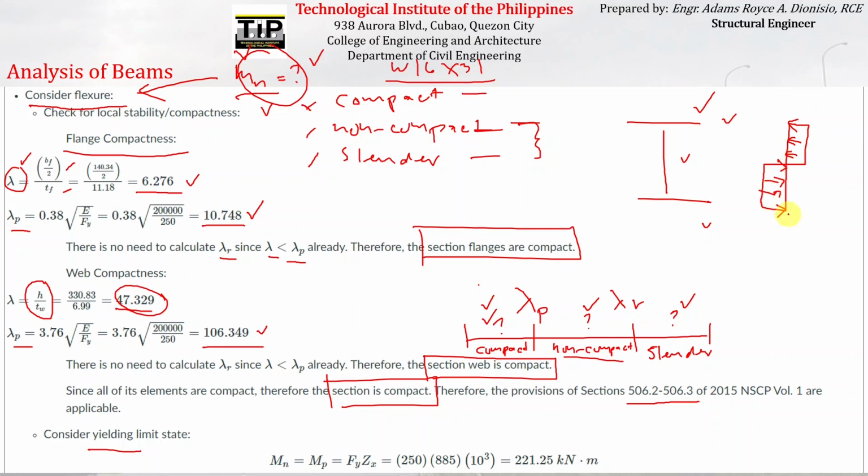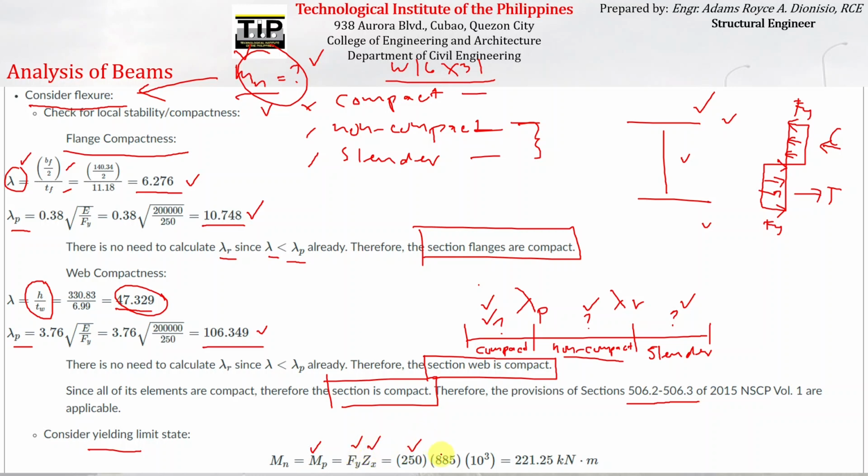So this is the stress distribution diagram for the case wherein the whole cross section has already yielded. We can see there that the moment capacity of a steel beam that has already yielded on the whole cross section is just equal to the plastic moment, which is the product of Fy and the plastic section modulus.